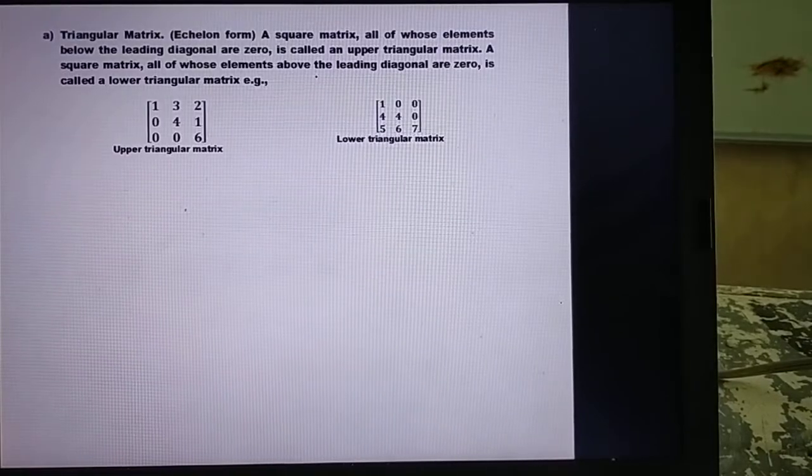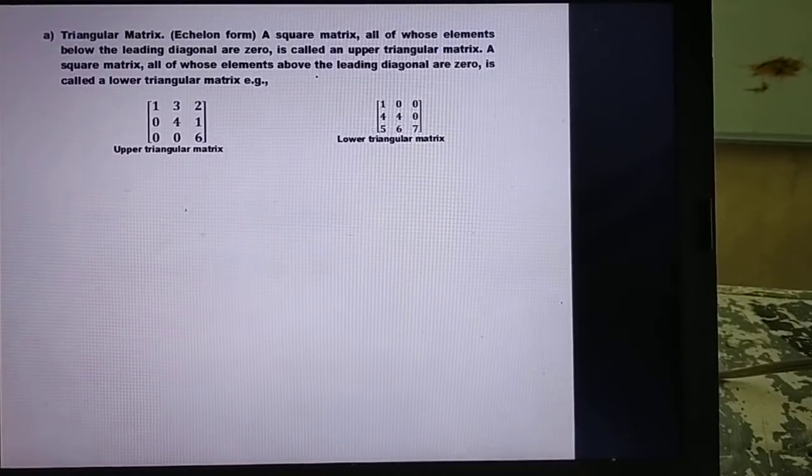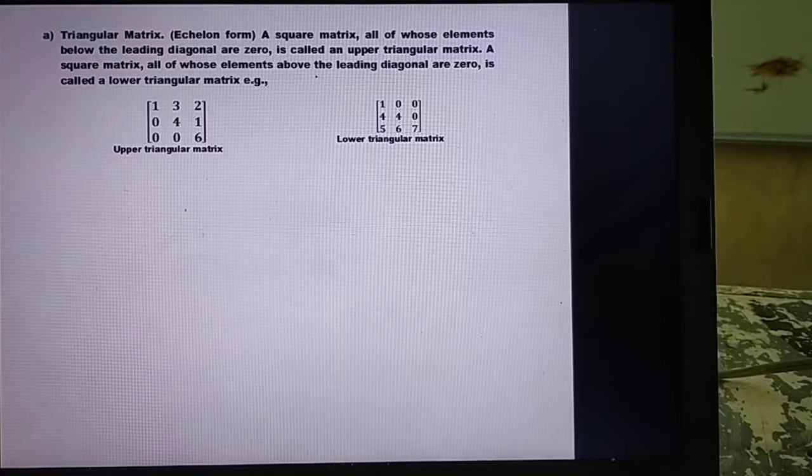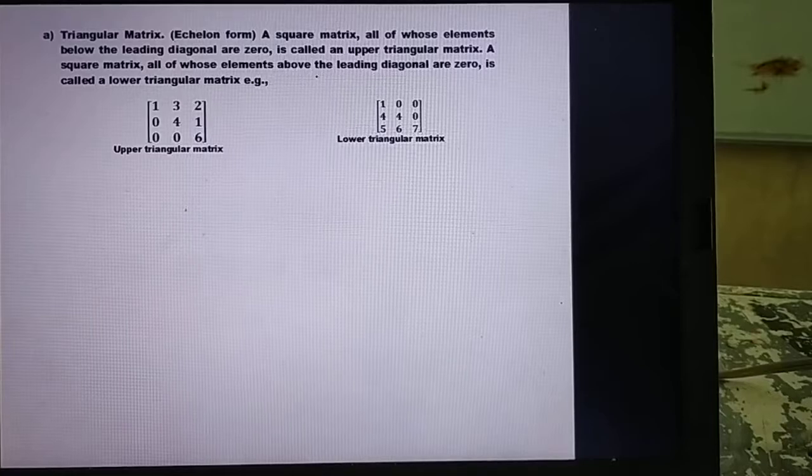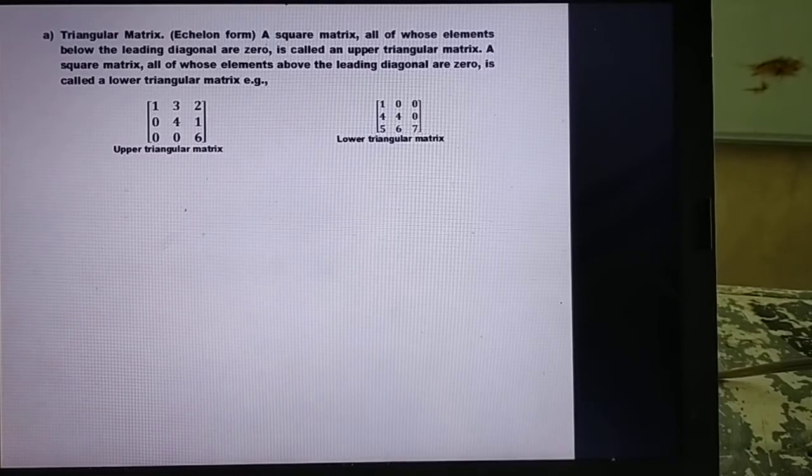Okay, let us solve the triangular matrix. A square matrix all of whose elements below the leading diagonal are 0 is called an upper triangular matrix, and a square matrix all of whose elements above the leading diagonal are 0 is called a lower triangular matrix. So these are two types.